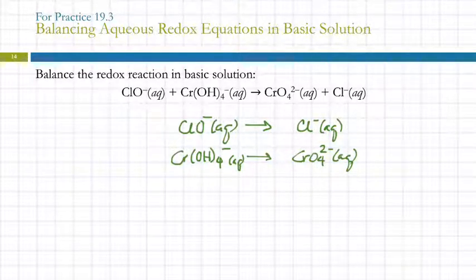So I'm going to go through this one faster because we're all getting tired of this. Balance with respect to mass. 1 chlorine, 1 chlorine. I got 1 oxygen here. I balance oxygens by adding H2O. So I'm going to add H2O on this side.